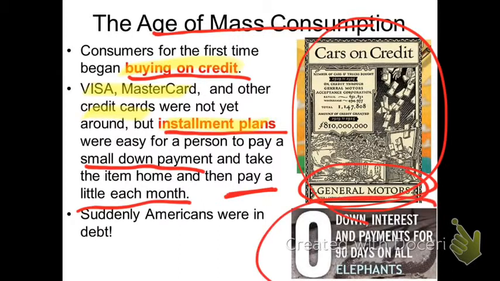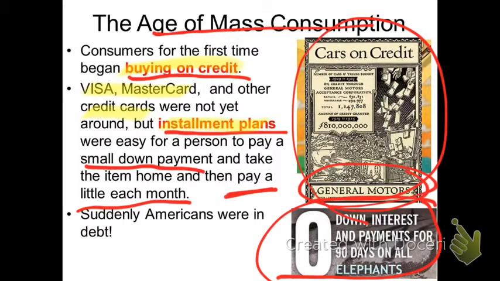Here's an advertisement down here at the bottom. Zero interest down and payments for 90 days on all elephants. You want to buy an elephant? Who doesn't want an elephant? They're so cute. So elephonic. Anyway, you can buy an elephant. Zero down, interest and payments for 90 days.